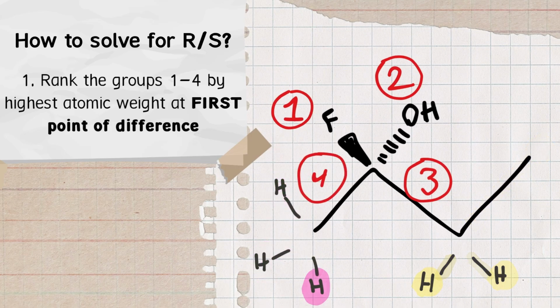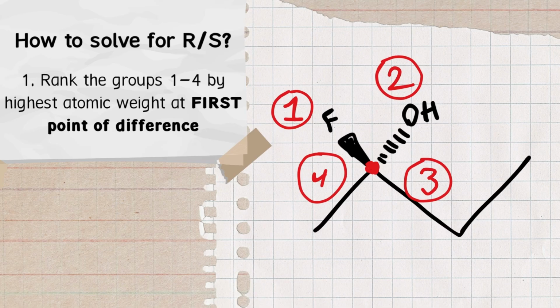Note that I was careful to draw the rank numbers close to the original chiral center so it's easier to find the spin later. If you draw things a bit too far along the chain, it can get messed up. So, that's step 1. You've ranked your groups.